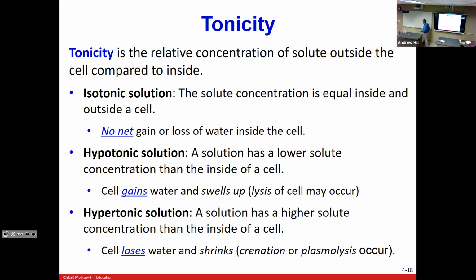Now let's look at hypertonic. Okay, so here's the last one. We have our red blood cell.